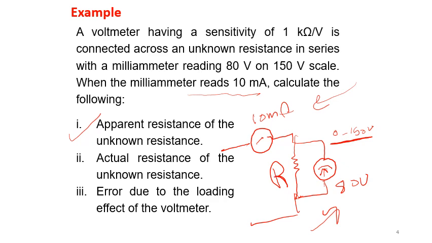When he says the apparent, of course, we are looking for the value of this R. We know that R is equal to V over I. So the measured V divided by the measured I will give me the value of the resistor. But this value is the apparent value, not the actual value. Then he's asking us to calculate the actual resistance, then the error. Let us see how he did it.